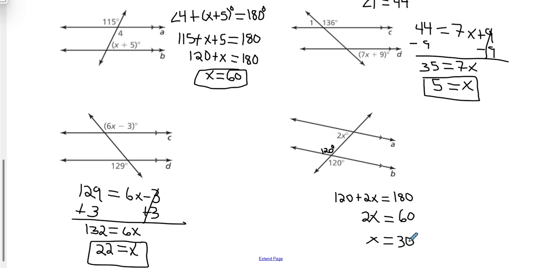And if you notice, if I plug 30 in for x, 2 times 30 is 60. 60 plus 120 does in fact take me to 180. So the relationship does hold true. So I know I did this problem correct.